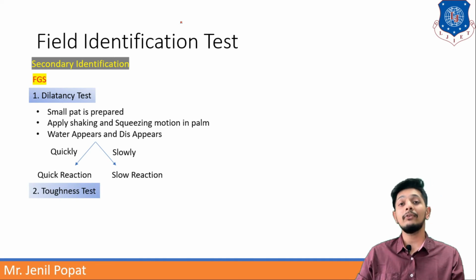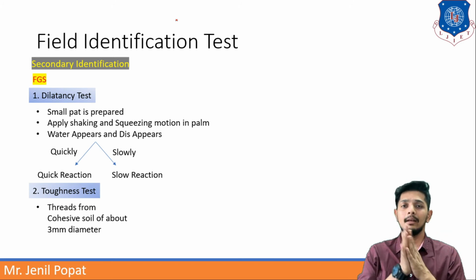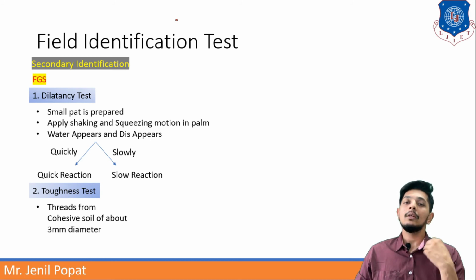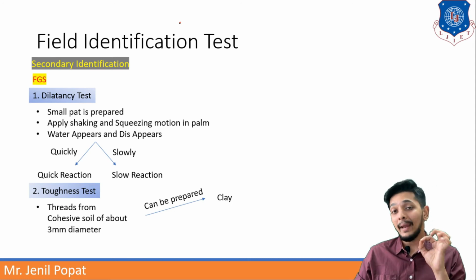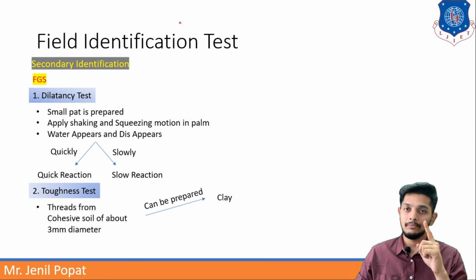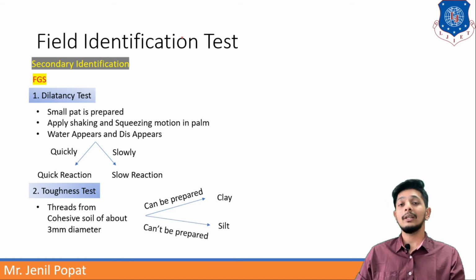Second test, that is the toughness test. Due to this, you can measure the toughness of the soil. For toughness, threads from cohesive soil about 3 mm in diameter should be prepared. If you remember from the plastic limit test, we made a round thread of 3 mm diameter, right? The same type of thread should be made. If it can be prepared, then it must be a clay. And if it cannot be prepared, it will be a silt. So that is how you can decide if it is a clay or silt.